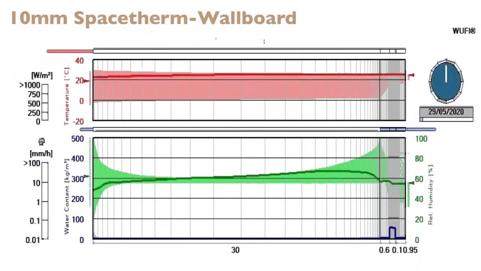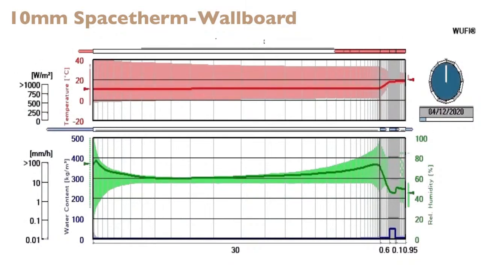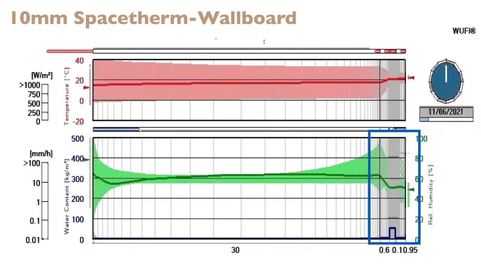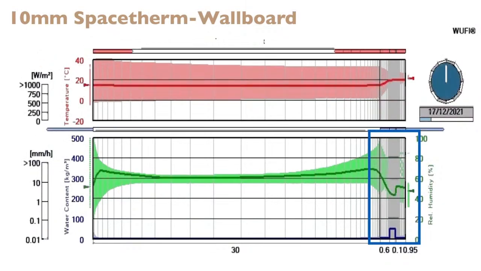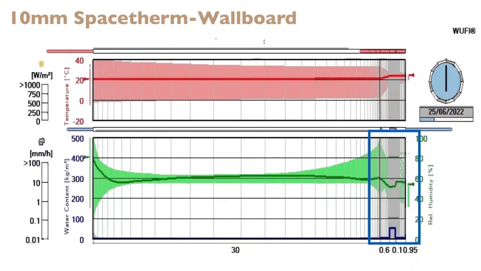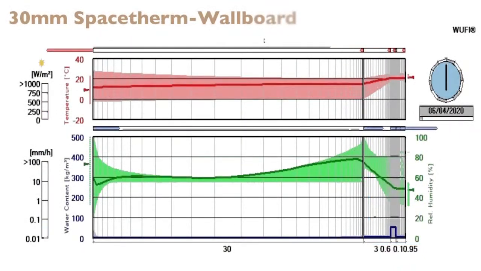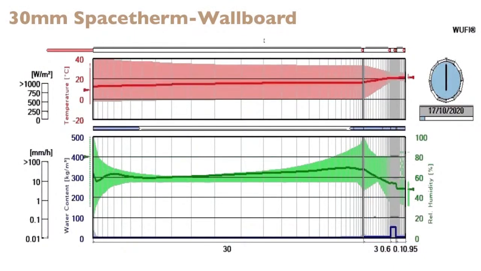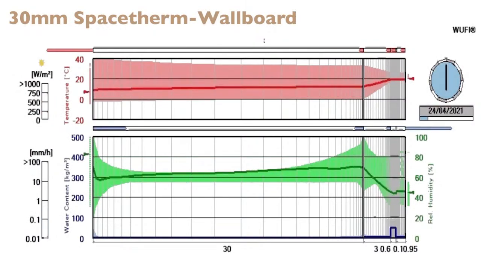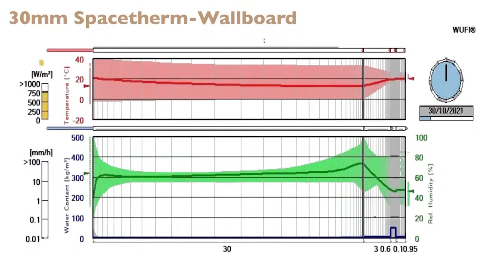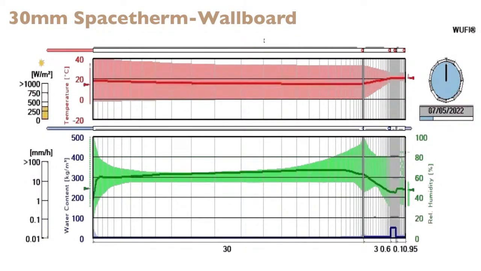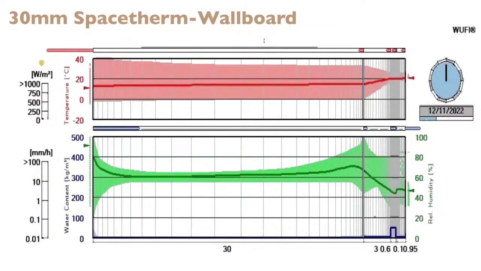In the next case, we can see that by introducing a vapour check into the Spacetherm board, this serves to limit inward drying, increasing the relative humidity and actually increasing the overall condensation risk. The final case combines this moisture trapping effect with the increased relative humidity from increased insulation thicknesses, giving the highest overall condensation risk of all 4 cases.